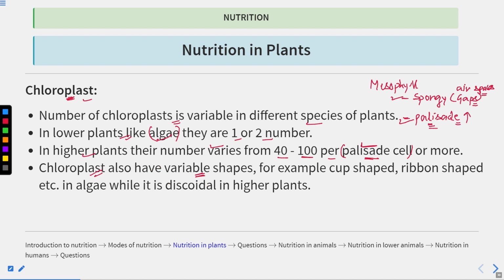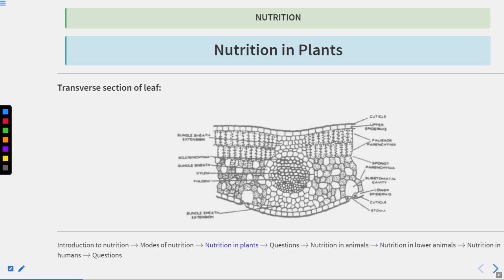Okay, so there are different kinds of shapes of chloroplasts. They can be cup shaped, or ribbon shaped. In algae, chloroplast can be cup shaped or ribbon shaped, whereas in higher plants it is discoidal in shape.